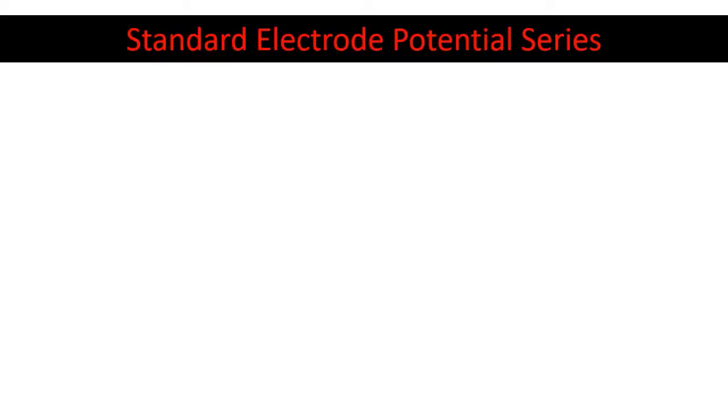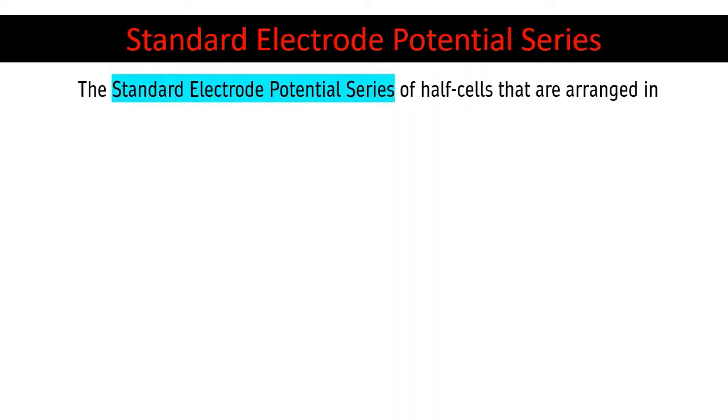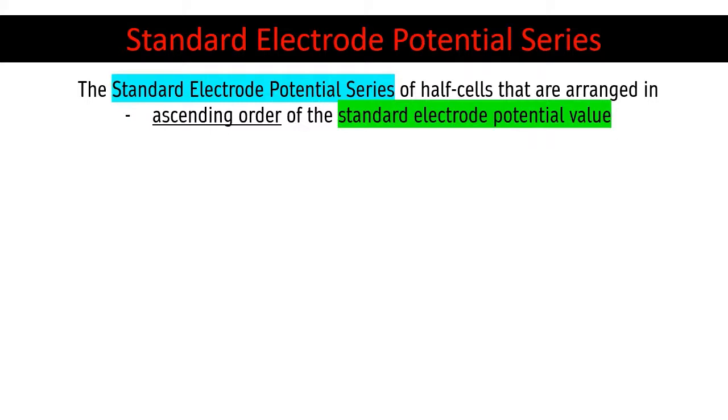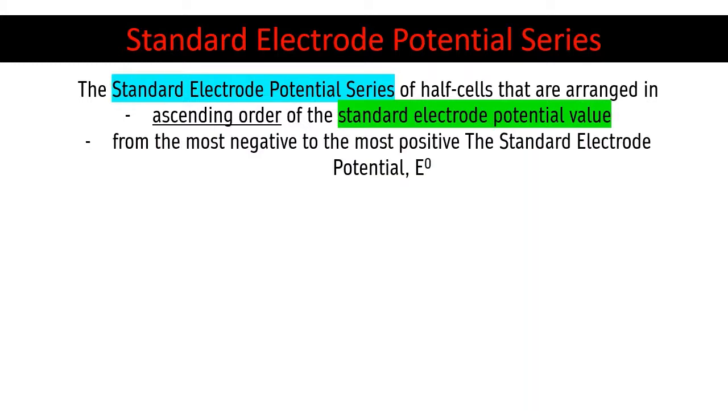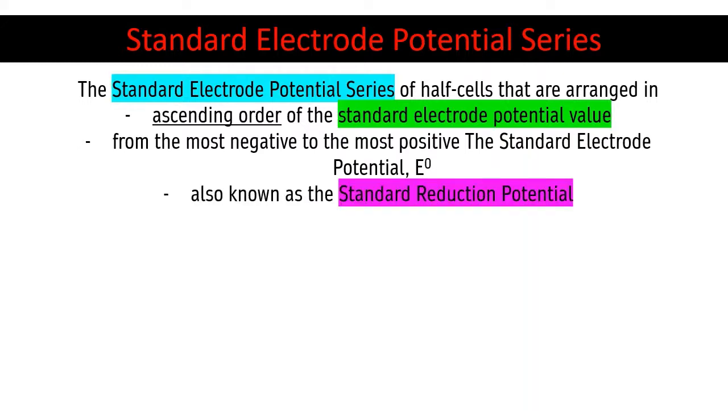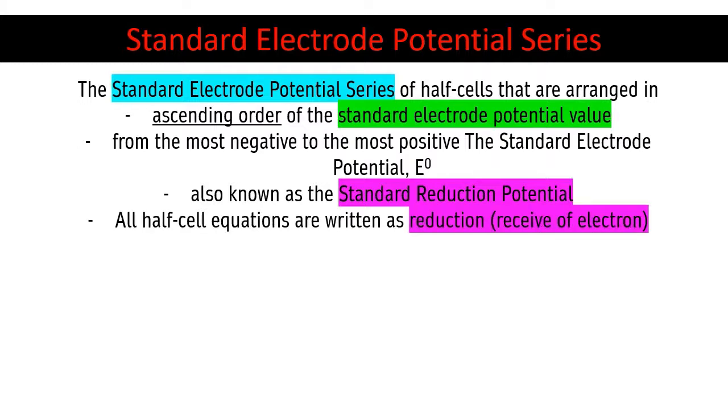From several experiments, scientists have arranged the standard electrode potential values, which is E0, into a standard electrode potential series. This series of half cells is arranged in ascending order of the standard electrode potential value. The series is from the most negative to the most positive standard electrode potential, which is E0. This series is also known as standard reduction potentials because the half equations are written as reduction reactions, in order to receive electrons. Metal ions or molecules receive electrons.